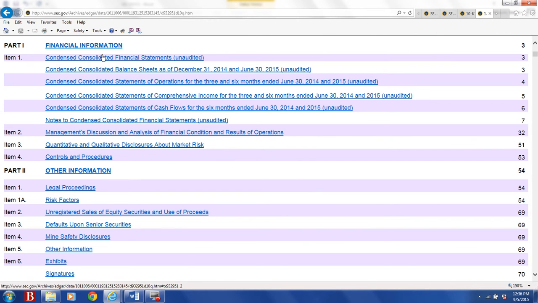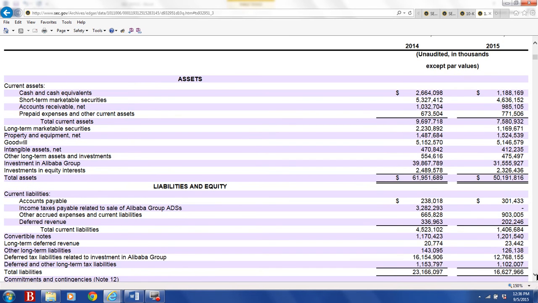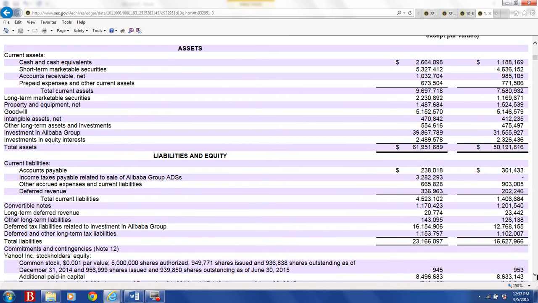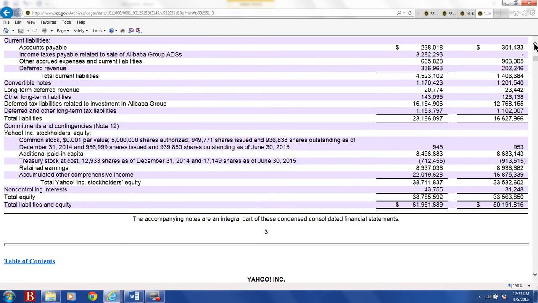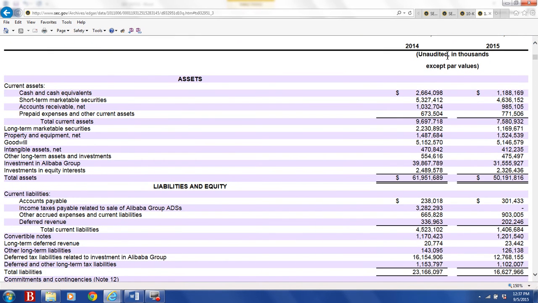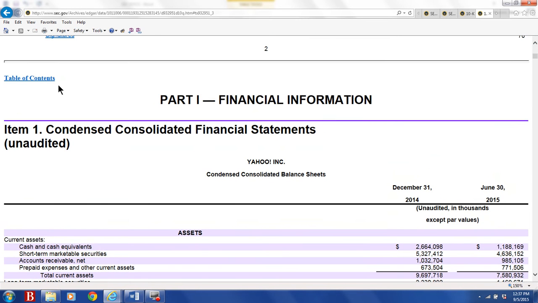So here's condensed financial information. We'll just take a look at one of the statements, and they don't look too much different from what you're used to seeing, right? Assets, liabilities, equity. But again, notice that it's listed as unaudited. It shows the past year end, and then June 30th would be the date of these financial statements.